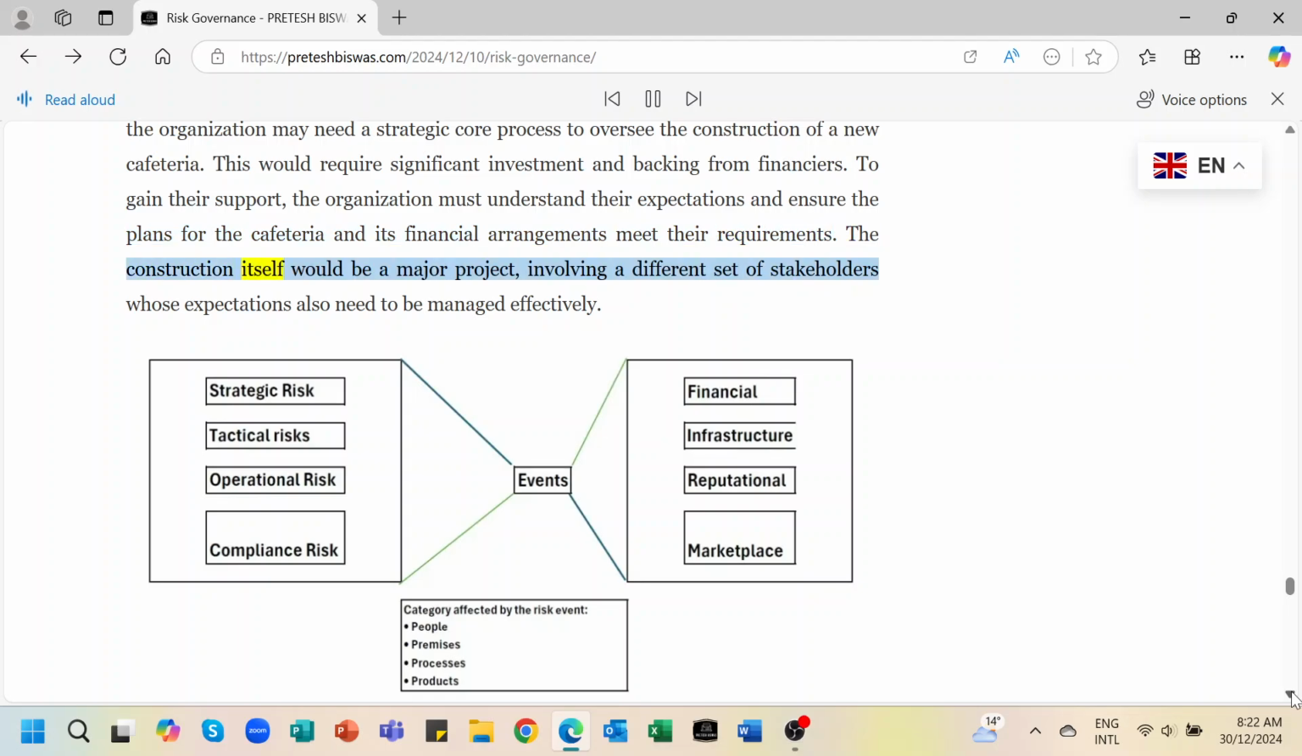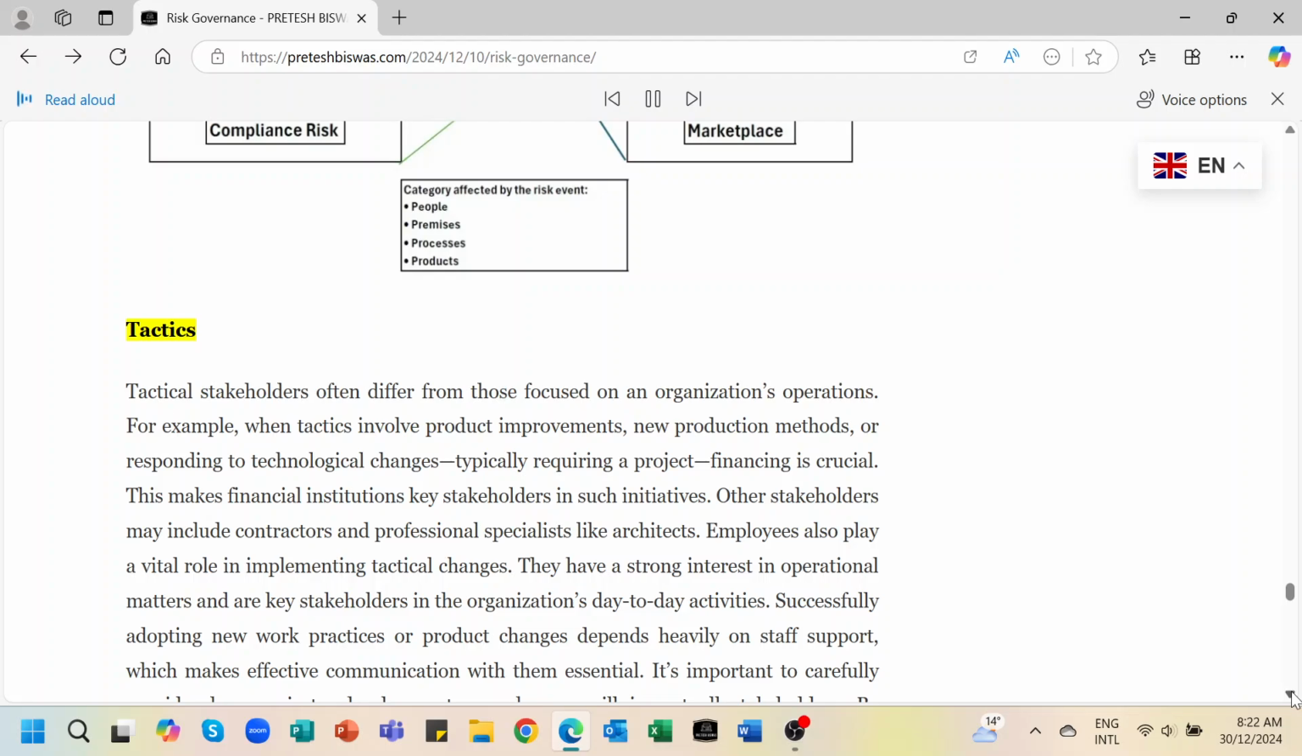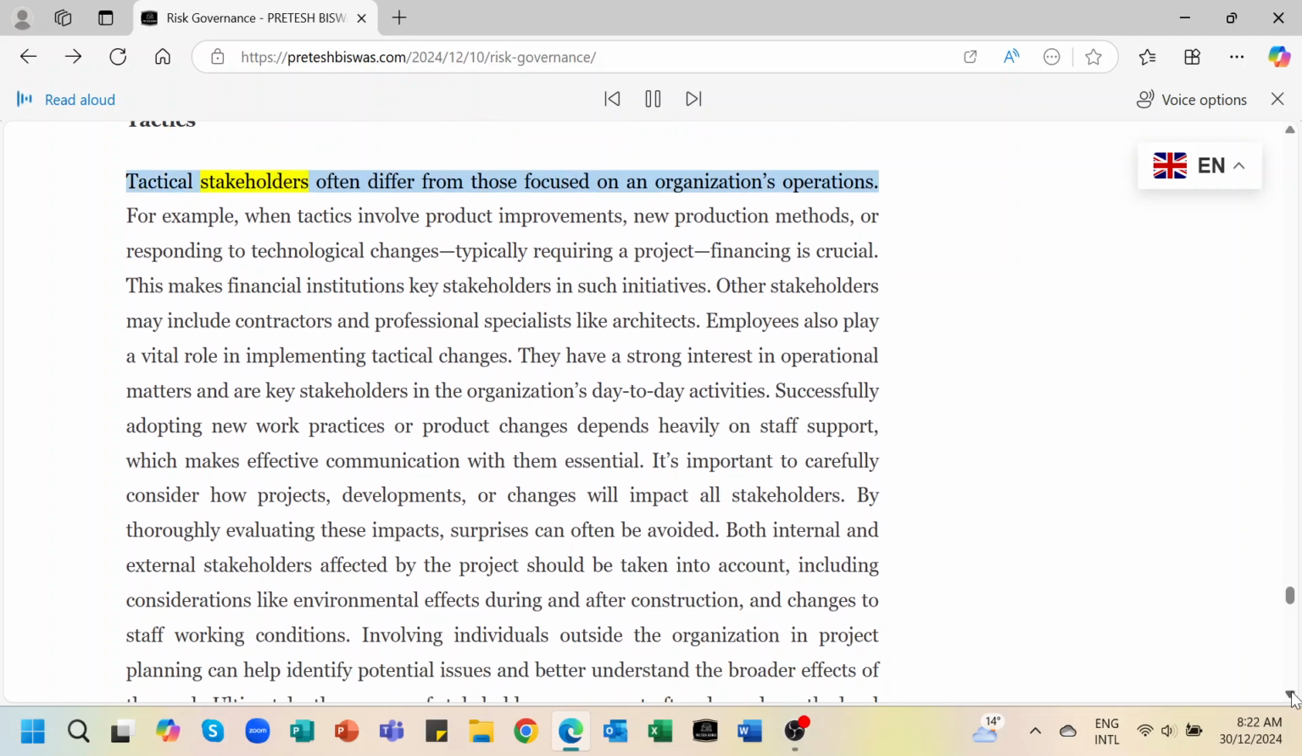The construction itself would be a major project, involving a different set of stakeholders whose expectations also need to be managed effectively. Tactics. Tactical stakeholders often differ from those focused on an organization's operations. For example, when tactics involve product improvements, new production methods, or responding to technological changes, typically requiring a project, financing is crucial. This makes financial institutions key stakeholders in such initiatives.